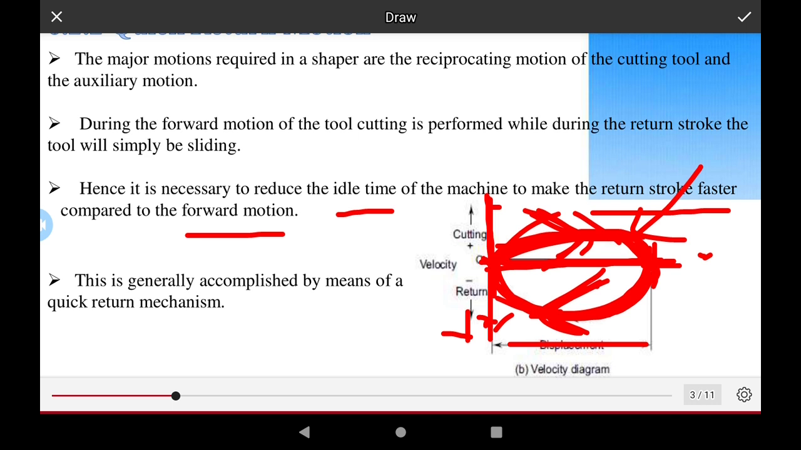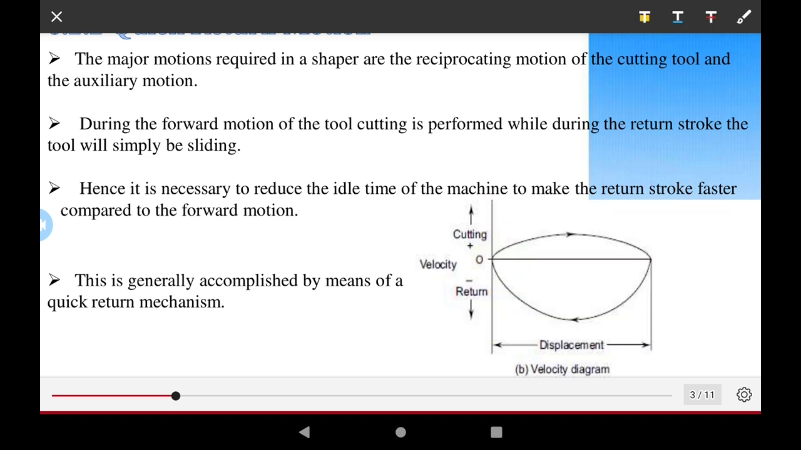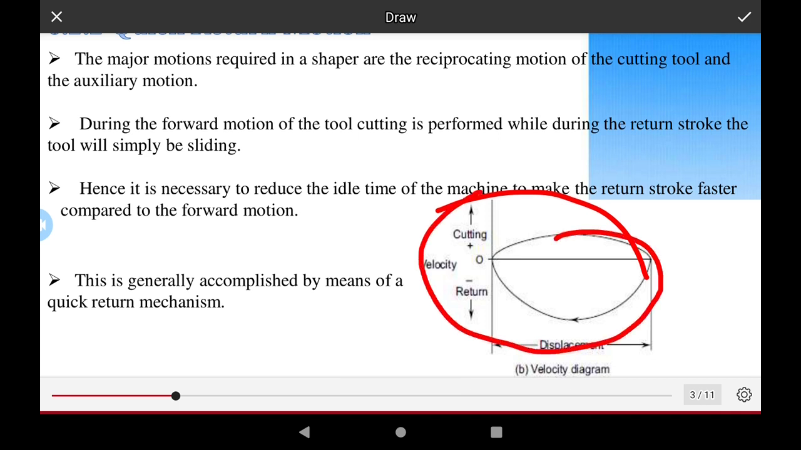This is generally accomplished by means of a quick return mechanism. This motion is the quick return mechanism. This is the frame structure of the cutting of the metals, and this figure represents the forward motion and this is the return motion.